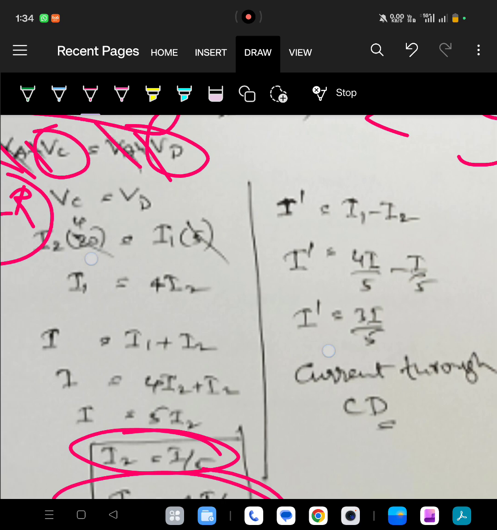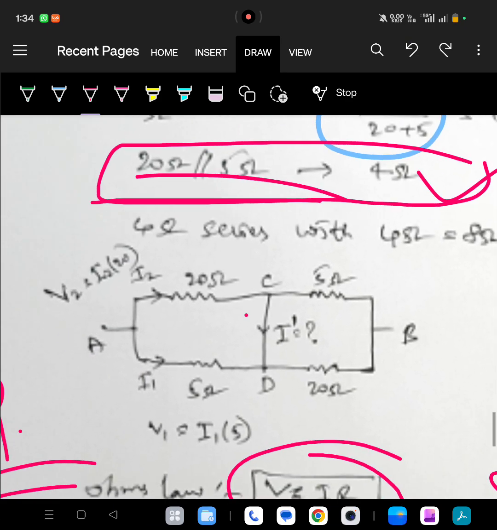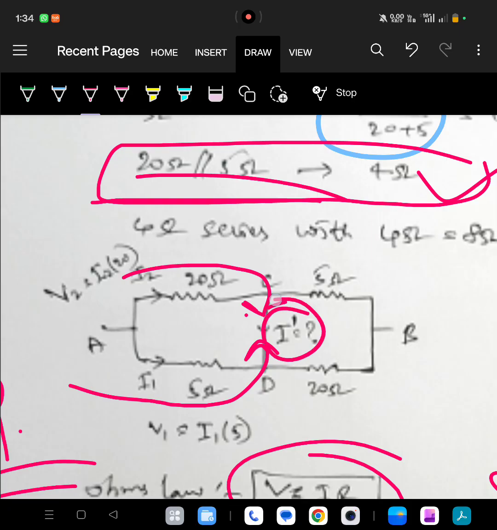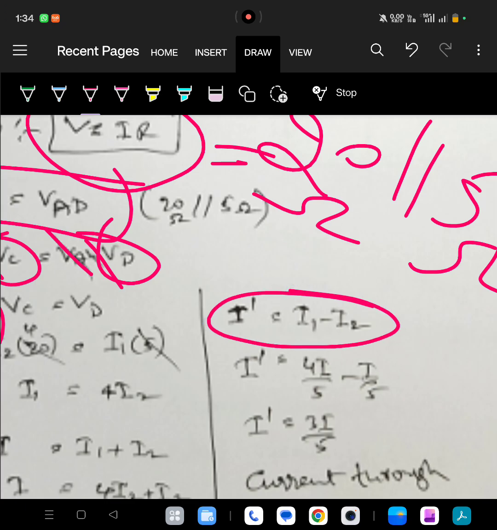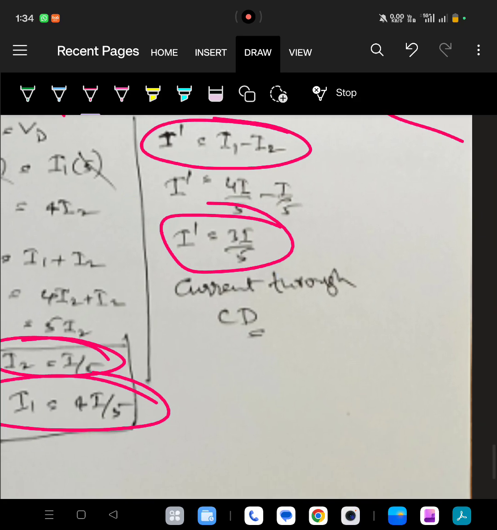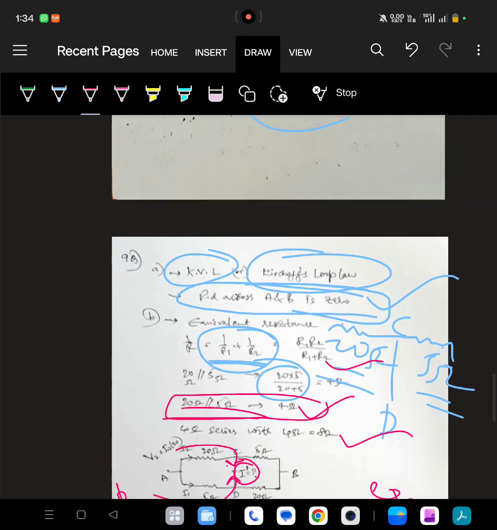Next, I want the current through CD. So what do I have to do? Here the current I2 is flowing in this direction and I1 is flowing in this direction, so they are opposite to each other. So I dash must be equal to I1 minus I2: 4I by 5 minus I by 5. I dash is equal to 3I by 5, which is the current through CD. Like this we have to solve the question.